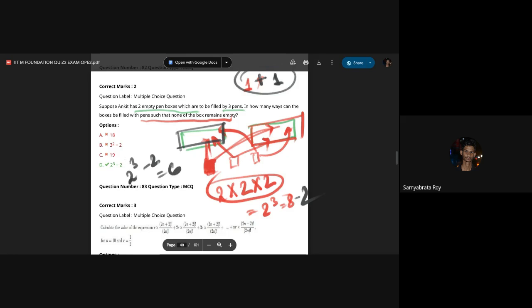Okay. I'm acknowledging that I have 2 to the power 3 ways to arrange. To make sure that no boxes are remaining empty, I have to eliminate these two extreme scenarios where all three pens are choosing a single particular box. So I'm eliminating 2. Clear? Yes or no? Yes, sir. Okay. We'll be solving a few more questions.